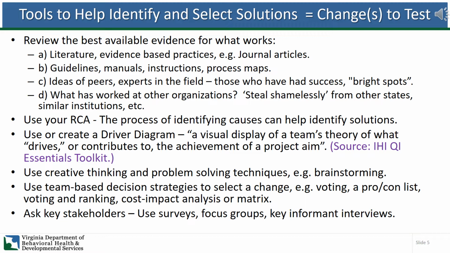And if you have multiple potential solutions and the team is struggling or needs to select one to focus on first, you could use team-based decision-making strategies to select one change, such as voting, using a pro and con list, ranking your votes, using a cost-impact analysis or matrix. Finally, you could ask your key stakeholders for input on solutions that you could change or test. You could use surveys, focus groups, and key informant interviews to get their ideas.